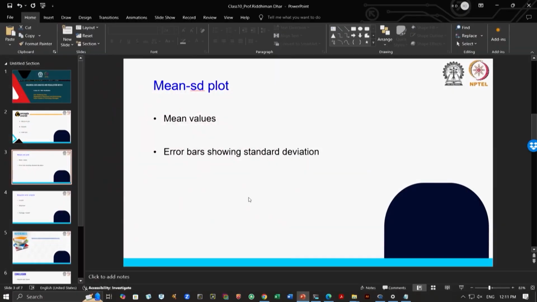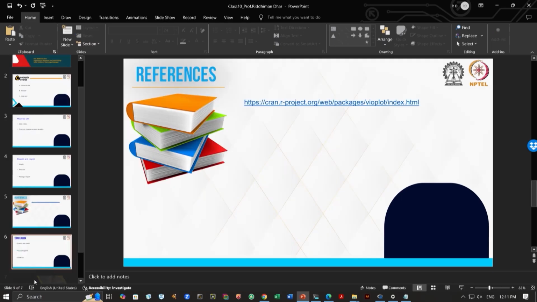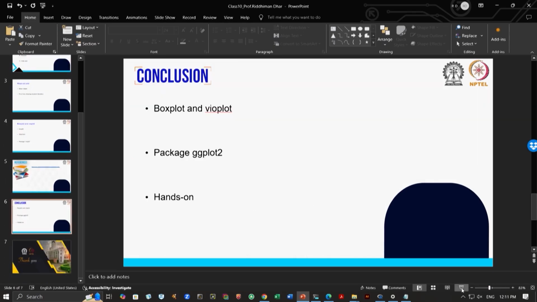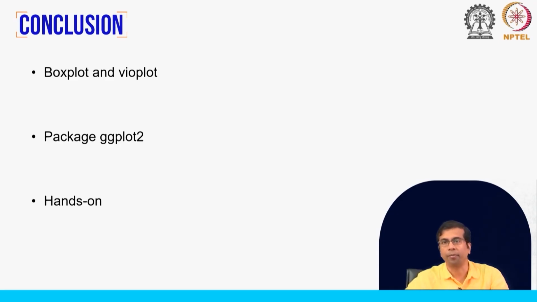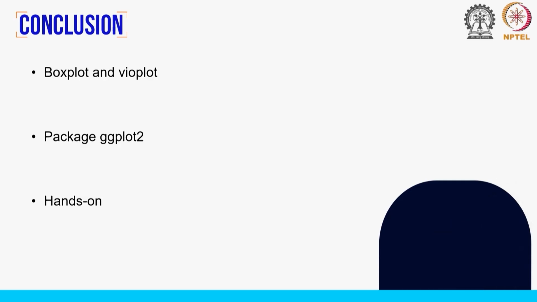Okay, so with that I will conclude. What we have seen in this class is that we have talked about box plot and we have completed the mean SD plot, but we have not seen the violin plot yet, and in the next class we will be talking about ggplot2. We are now getting to more complex visualizations, and again here we have done some hands on, and we will continue that in the next class. Thank you.